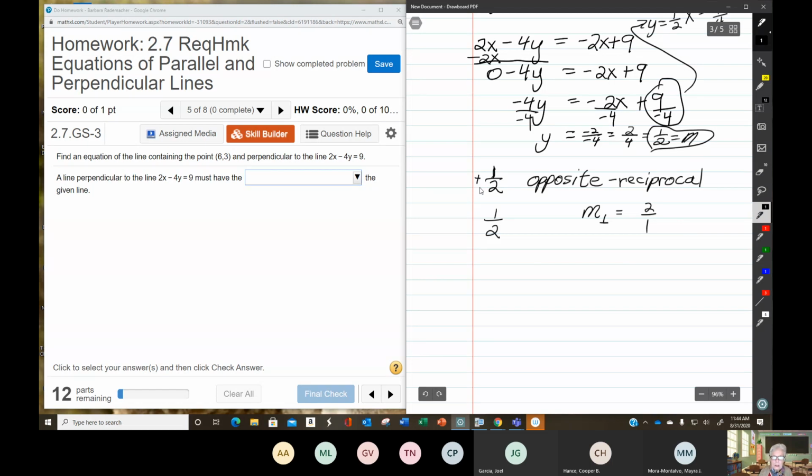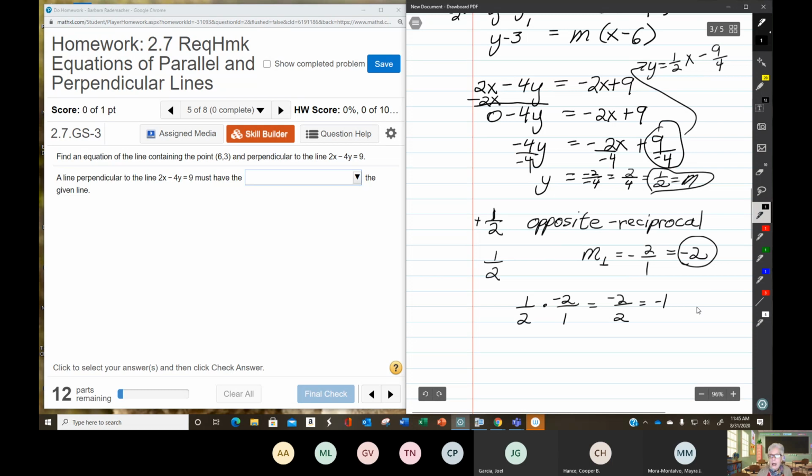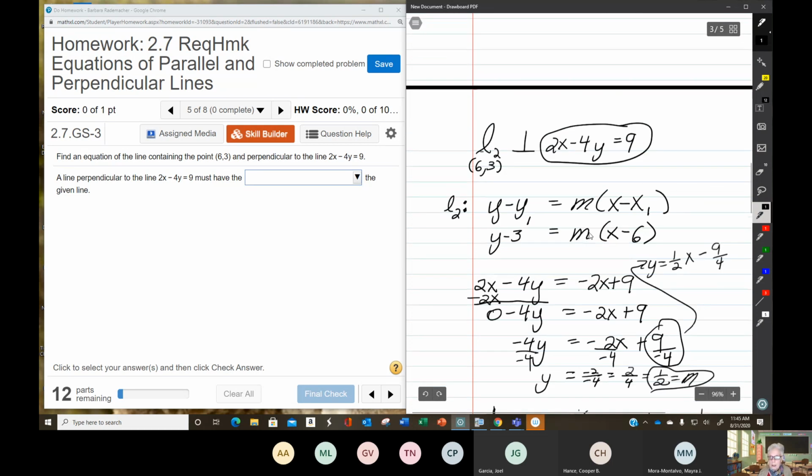This is positive, so this is going to be negative, and 2 divided by 1 is 2, so the slope of L2 up there is going to be negative 2. And to double check yourself, 1/2 times negative 2 is going to be negative 2 over positive 2, which is negative 1. Just what the slopes have to be for perpendicular lines. So now I know that negative 2 is what I put in for m up here.